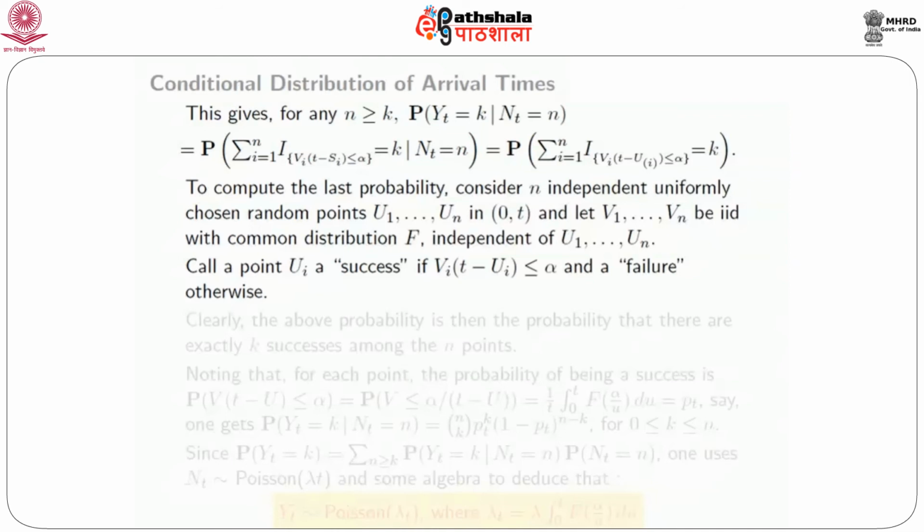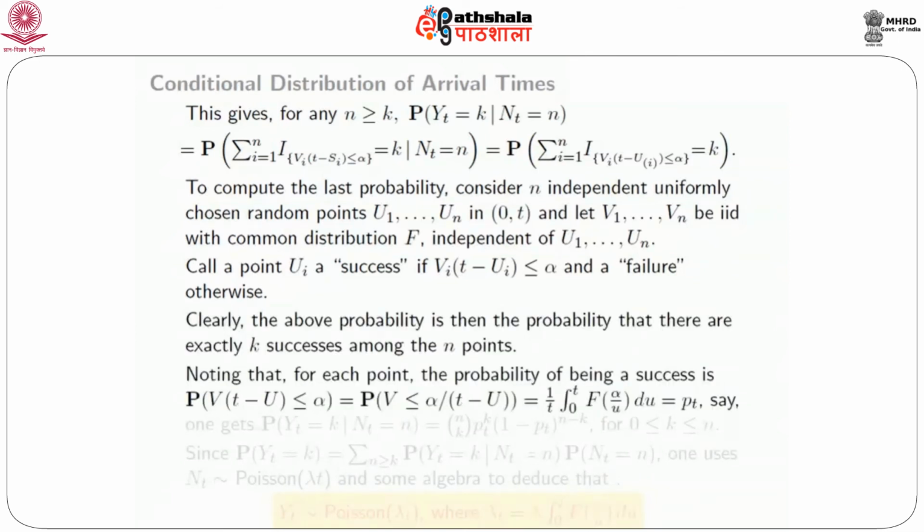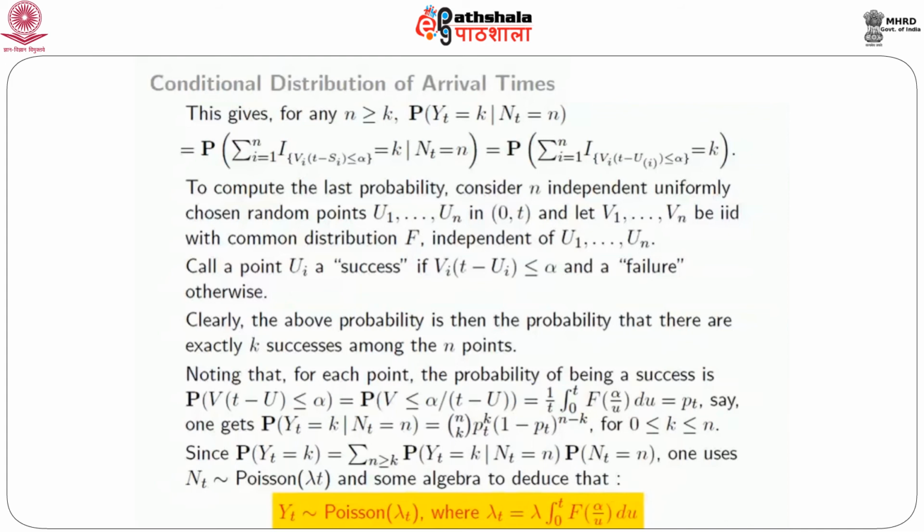Clearly, the above probability, namely the probability that the summation over i equal to 1 to n of the indicator of v_i (t minus u_i) less than or equal to alpha, that sum is equal to k, is then the probability that there are exactly k successes among the n points. Because if you go back to the definition, that indicator is 1 if the point u_i is a success and 0 otherwise. Of course, this is with order statistics and the u_i's are not order statistics, but the count of the number of successes, whether with the order statistics or with the original statistics, wouldn't make any difference. That's the whole issue. So this probability is the probability that there are exactly k successes among the n points.